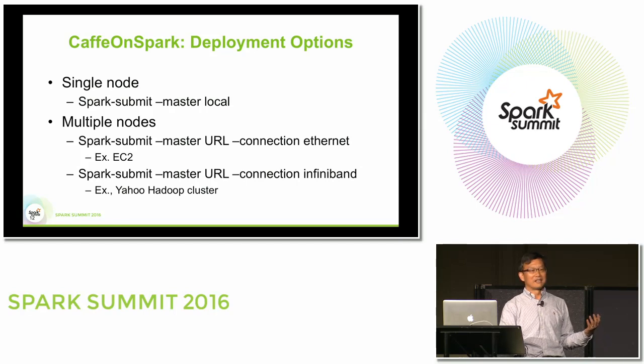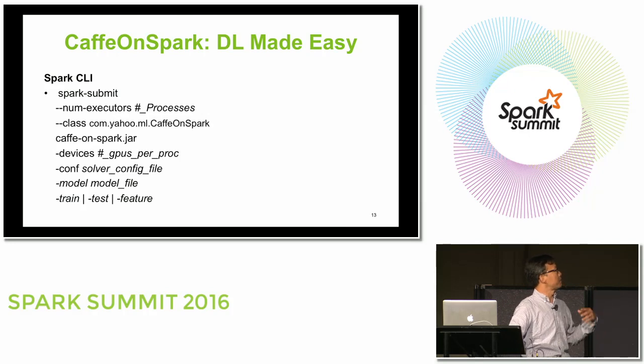Use your favorite command, spark-submit. Just like in any Spark application, you could launch this on your single node or in a cluster. And for CaffeOnSpark, we even enable you to specify the network connectivity between your executors. So you could specify Ethernet or InfiniBand or whatever new network connectivity we may introduce in the future. More specifically, you could specify the number of executors you're going to use, the number of GPUs or CPUs you're going to use for each device, and you specify configurations.